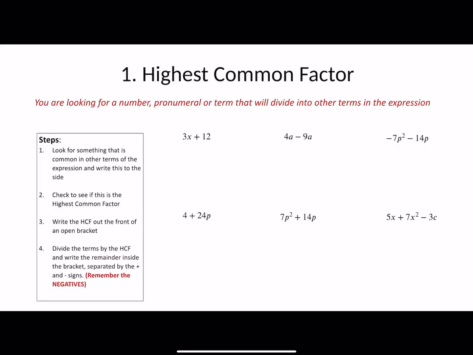Now, first up, we want to take a look at this sentence in red. You're looking for a number, pronumeral, or term that will divide into other terms in the expression. I actually don't like the way that's worded. I think it's better if you're dividing things out of the expression. That's what a highest common factor does. It finds what's common to both bits, or all 3 bits, however many bits there are, pulls it out the front, and then you've got the leftovers in brackets.